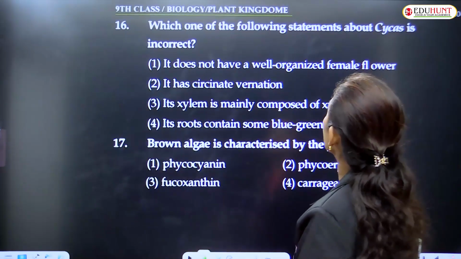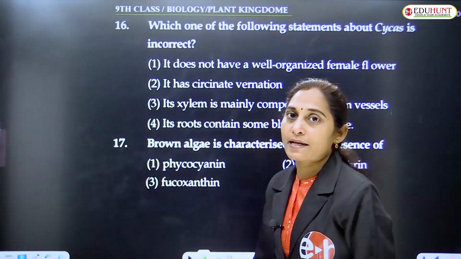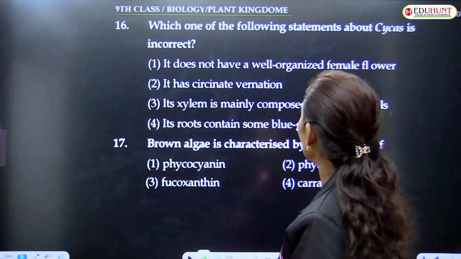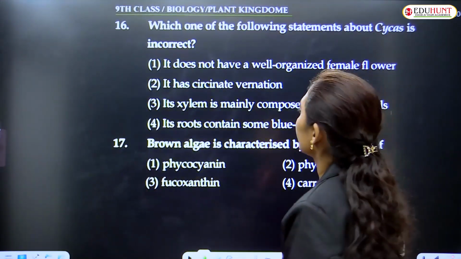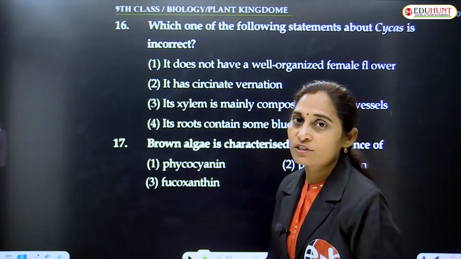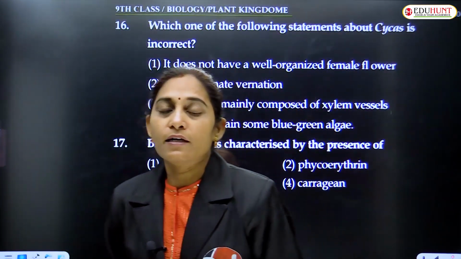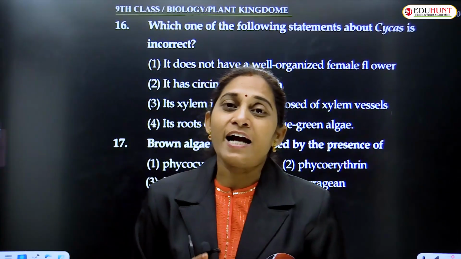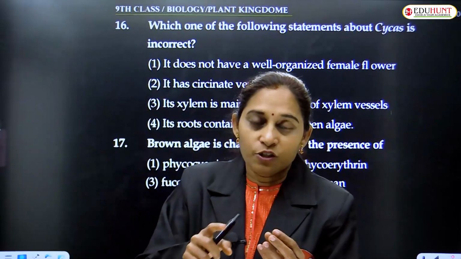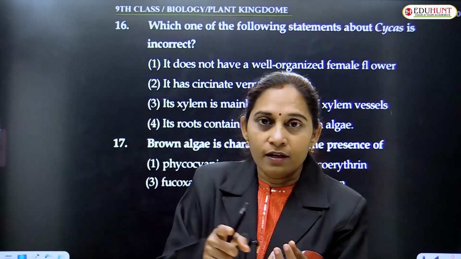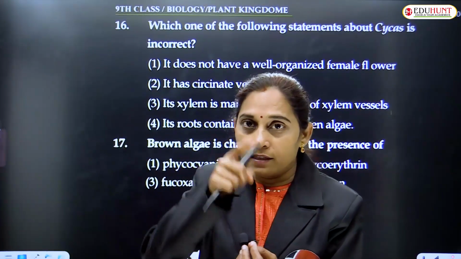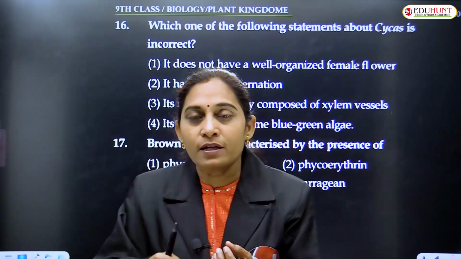Which one of the following statements about Cycas is incorrect? It does not have a well-organized female flower. It has circinate vernation. What is meant by circinate vernation? It is the young leaves, which during emergence coil like a watch spring. What is a watch spring?